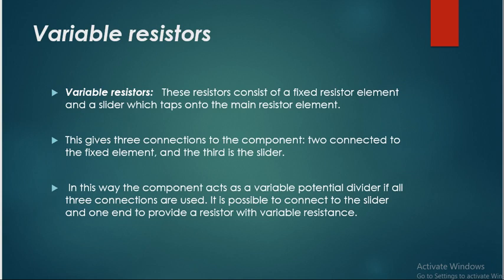This gives three connections to the component, two connected to the fixed element, and the third is the slider. In this way, the component acts as a variable potential divider if all three connections are used, and it is possible to connect to the slider and one end to provide a resistor with variable resistance.